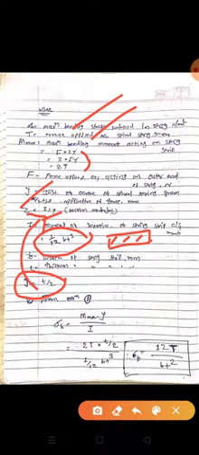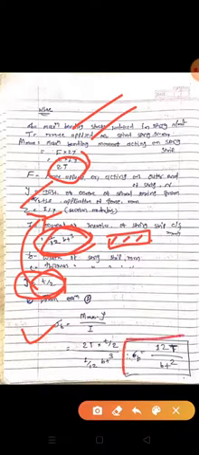Now from equation number 1, sigma B is equal to M max into y by I. We have the values: M max is equal to 2T, y is equal to t by 2, and I is equal to 1 upon 12 b t cube. So after calculating, sigma B is equal to 12T upon b t square.